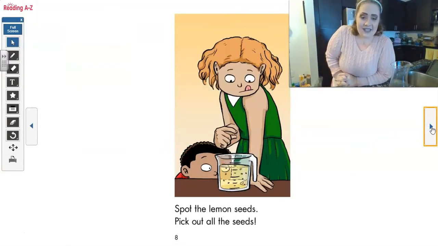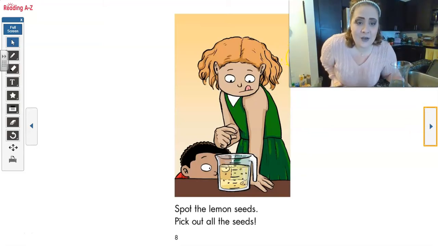Spot the lemon seeds. Pick out all of the seeds. All right, let's do that, because I noticed when I was squeezing these lemons that lots of seeds got in the juice. So let's work together to pick out these lemon seeds.